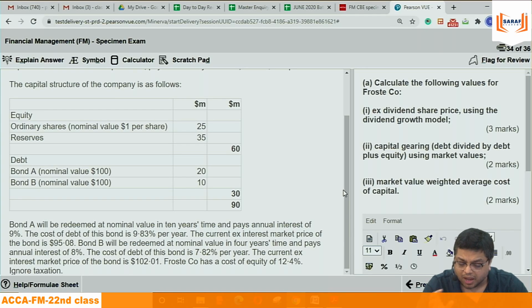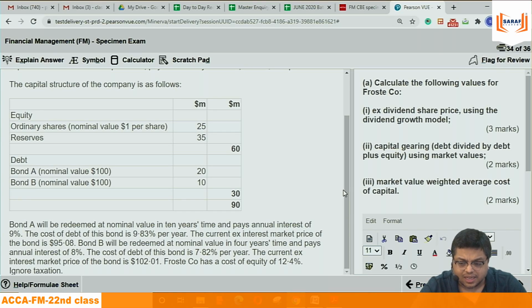We are redeeming at par. We are paying interest of 9%, but the cost is 9.83%. That means there is some extra loss. That loss can be in one area. You issued the bond at a discount. So while issuing the bond, you have not got 20. You got 18, 17, something. And then you are paying 20. You are paying 9%. So the effective cost comes to 9.83%.